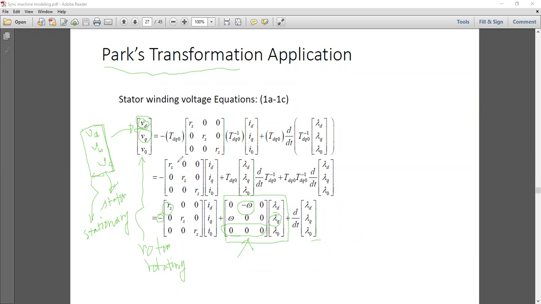So another way to look into the Parkes transformation application is that we are transforming the variables which were originally in the stationary 3-phase frame into another 3 coordinates which are in the rotating frame. So for a synchronous machine, it is always an added advantage if we take this rotational speed equal to the synchronous speed, so that at least in the steady state operation, we have some fixed constant DC values.